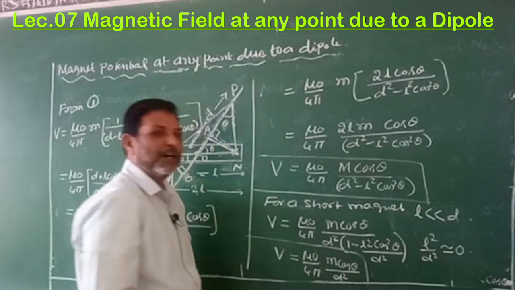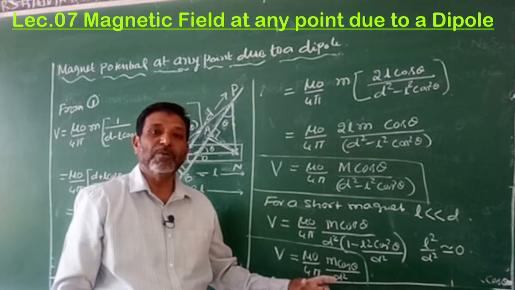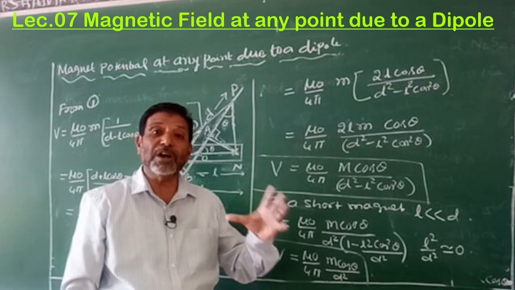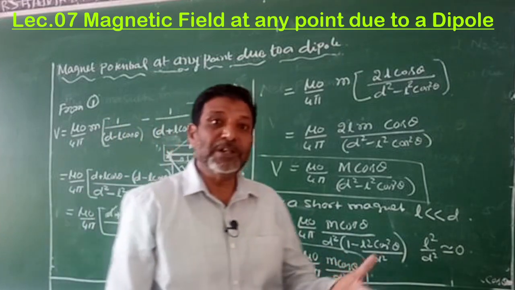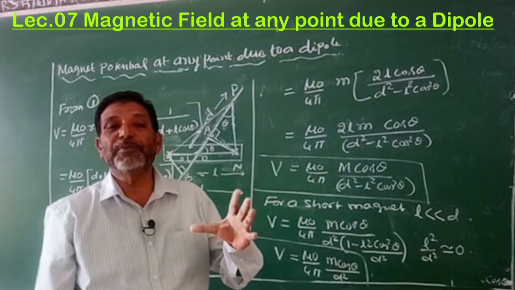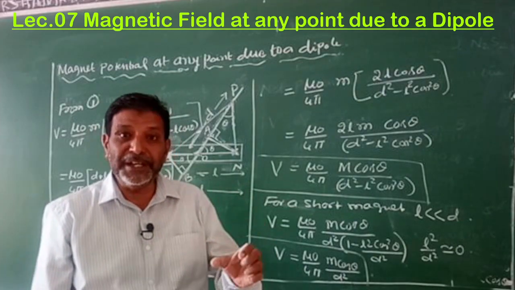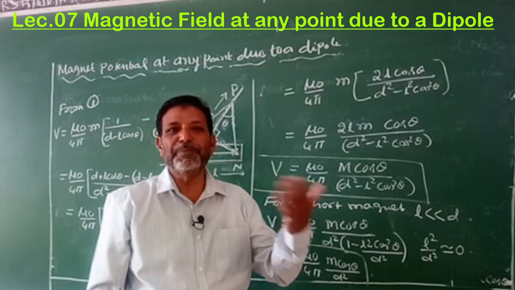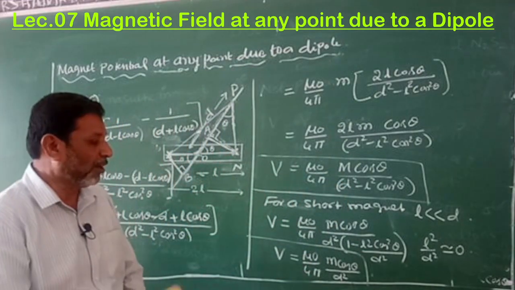Now this is the magnetic potential at any point due to a dipole, also known as the short dipole. An example of a dipole is a magnet, isn't it? Then the short dipole means a short magnet. To which magnet do we call a short magnet? The magnet whose length is very less or negligible as compared to the distance of the point from its center.